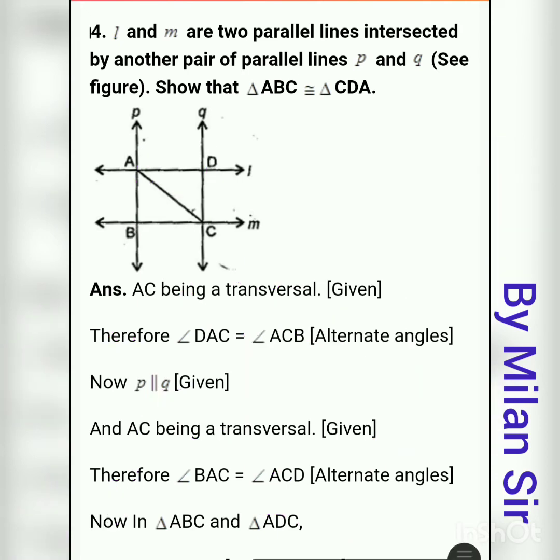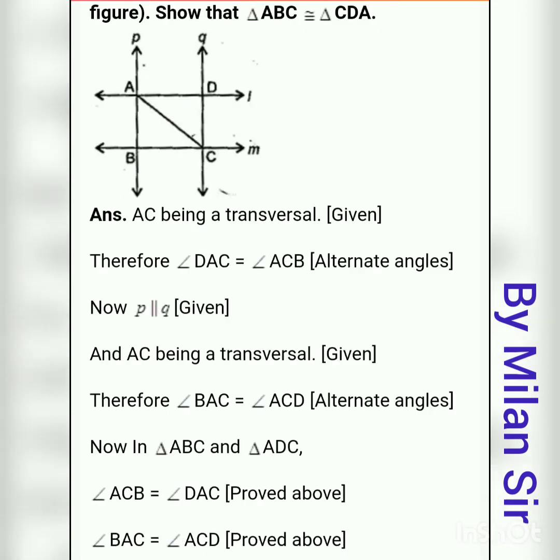Okay, first of all we can use this Z, so these two angles are the same, after that this Z, so these two angles are the same. Okay, so this angle is equal with this angle is equal with this, and common side AC. So by using the angle side angle criteria we can say that triangle ABC is congruent to triangle CDA. Very easy question.